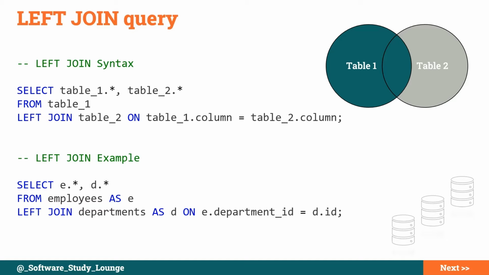So take a look at the syntax. Select table1.*, table2.* from table1 left join table2 on table1.column equal to table2.column. Don't forget to add the semicolon in each query; this is the best practice. So take an example: select e.id, d.id from employees as e left join departments as d on e.department_id equal to d.id.